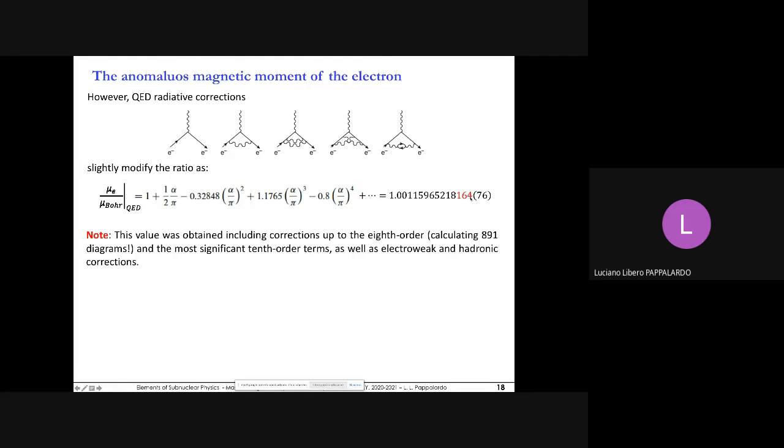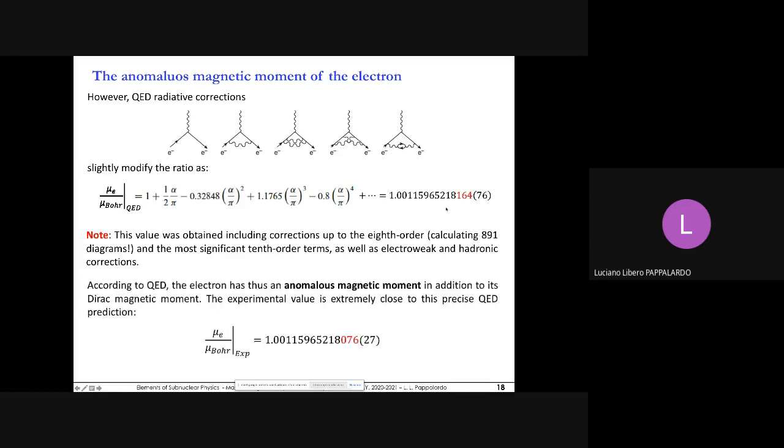And indeed, this value was obtained including corrections up to the 8th order. So this included calculating 891 diagrams, and also the most significant 10th order terms, as well as electroweak and hadronic corrections. So this is essentially one of the most precise predictions by a physical theory. You see how many significant digits we have. And they are all significant because the uncertainty is really on the last two.